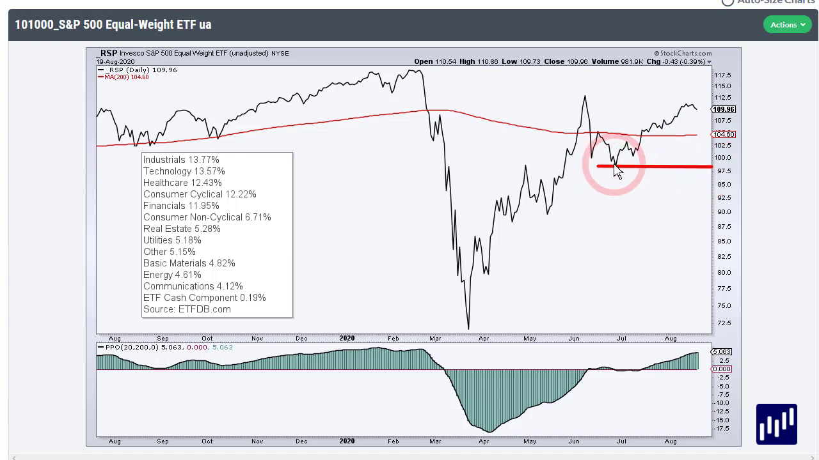That's the benchmark low. And when we start to see, or if we start to see, a number of stocks and ETFs break that June low, then we have trouble. But right now, as long as we're holding the 200-day right there and the June low, the bulls have the benefit of the doubt here.